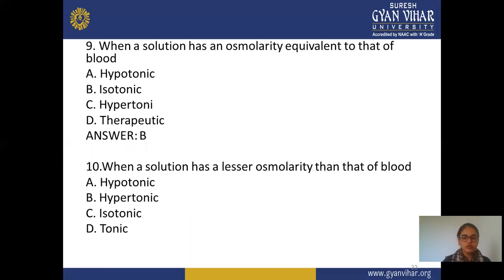You can answer these questions very easily. All 10 questions are related to parenteral product formulation, this topic, as well as some introductory parts of parenteral products. We already covered all these topics in today's lecture, and after completing this lecture, you can answer these questions.